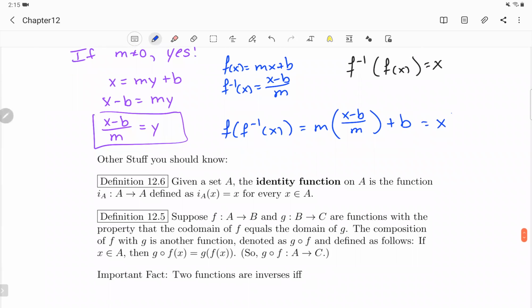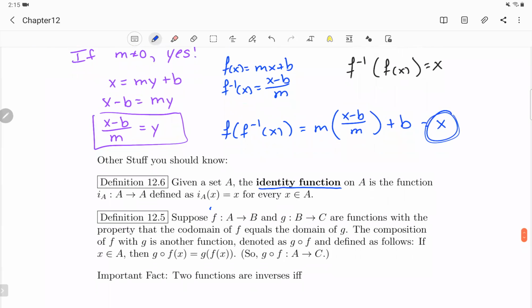So this, when we get plain old x, it has a special name. It's called the identity function. And this is actually rather important in upper level math. This comes up a lot. The function that basically sends a thing to itself. It's called the identity function because everything gets to keep its own identity, right?